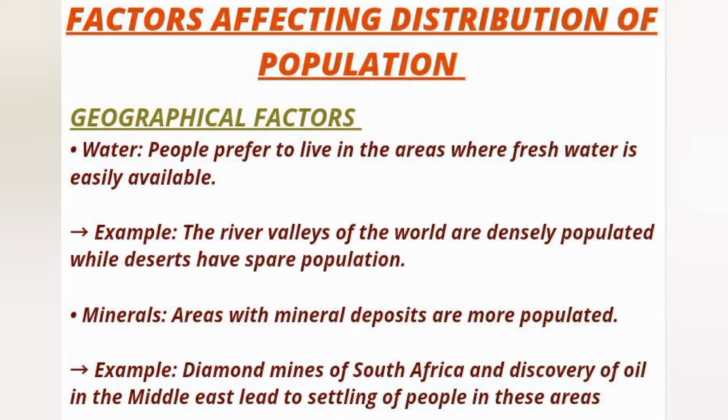Water. People prefer to live in the areas where fresh water is easily available. Example, the river valleys of the world are densely populated while deserts have sparse population. Minerals. Areas with mineral deposits are more populated. Example, diamond mines of South Africa and discovery of oil in the Middle East led to settling of people in these areas.